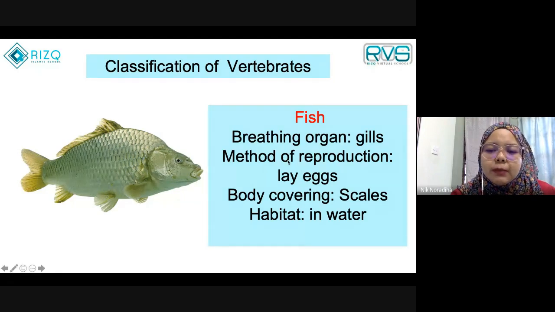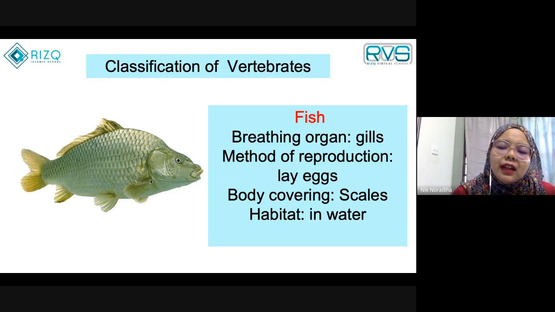First group of animal, we have fish. As you know, the breathing organ of fish is gills, because fish habitat is in water, right? So they need gills to breathe. Their method of reproduction, how do they reproduce? Where do the small fish come from? Those fish lay eggs, all right? So the method of reproduction is laying eggs.